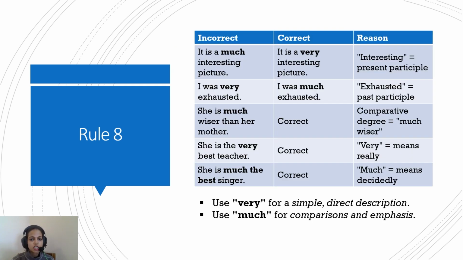So, it is a much interesting picture. Here interesting is a present participle and hence the word much is not correct, because we use it with past participle. So the correct word here would be very. It is a very interesting picture.